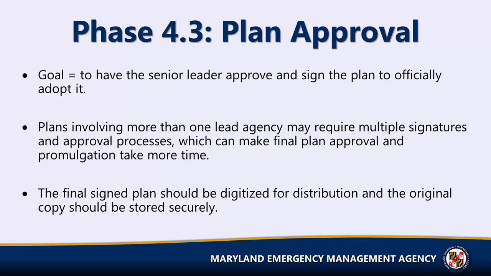For plans with more than one lead agency, final approval and promulgation of the plan can be difficult. Planners should not overlook this important step in the process and should be aware that it may result in additional time before the plan can be implemented. Additionally, it can be logistically challenging to manage the signature process for plans with more than one signator. The planning team must consider the best way for going about this process, which may include physically delivering the plan for signature. The final signed plan should be digitized for distribution, and the original copy should be stored securely.